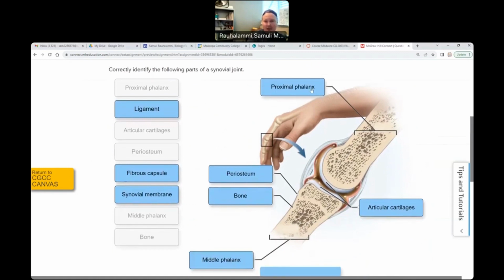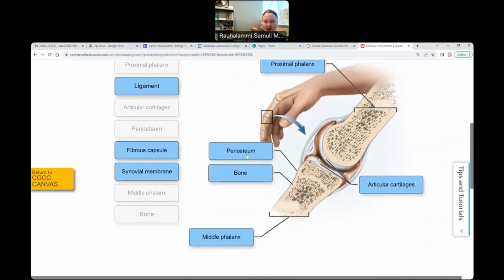We're seeing the proximal phalanx in the finger bones. We're seeing the periosteum, the outer covering of a bone. We're seeing the bone itself, a connective tissue type. We're seeing the middle phalanx, and we're seeing what we discussed just before, the articular cartilages at the ends of these bones, the tissue covering the ends of the bones in many synovial joints.